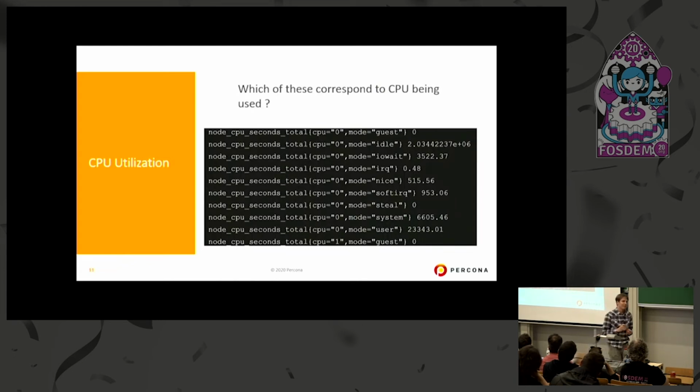Now, another mistake, if you will. This is an example from Prometheus, which tells us the different modes of CPU usage. And there are many of them here. I remember it used to be like user, system, and idle. You would be thinking about 3 of them. So which of them really corresponds to your CPU actually being used?